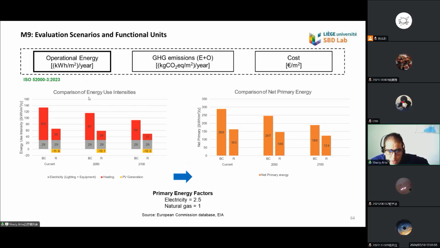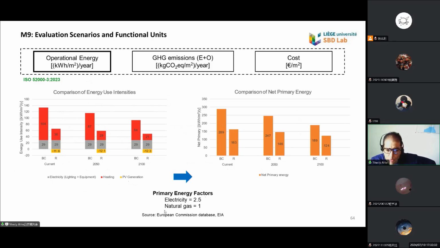These are just examples of some simulations we conducted. For the operational energy, for example, we have an existing building, and then we introduce some improvement and renovation solutions. Now the emissions are reduced. We have PV generation, and we have PV heating, and we have electricity use. You can see every time we introduce a scenario, we are trying to reduce the emissions in the long term. And here we are comparing the net primary energy in general for the base case and for the renovation scenario. These are examples in the current situation, by 2050, and by the end of the century.